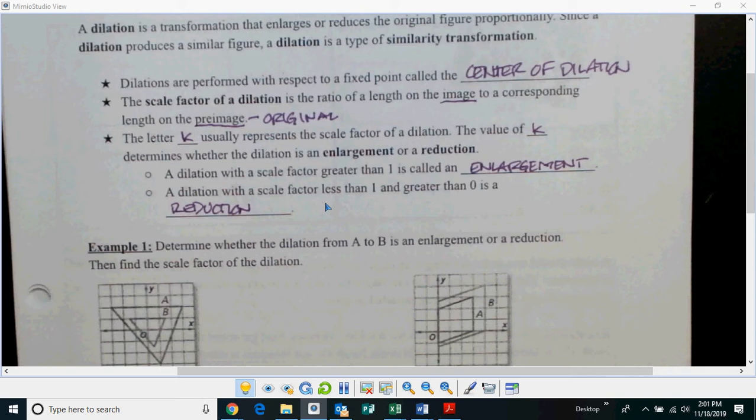Everybody with me so far? Yes. All right. So if it's an enlargement, the new shape will be bigger. K is going to be greater than 1. If it's a reduction, the new shape will be smaller.